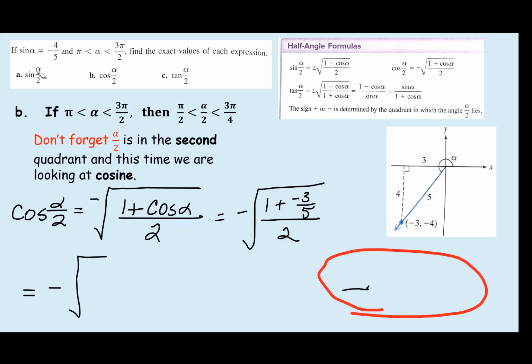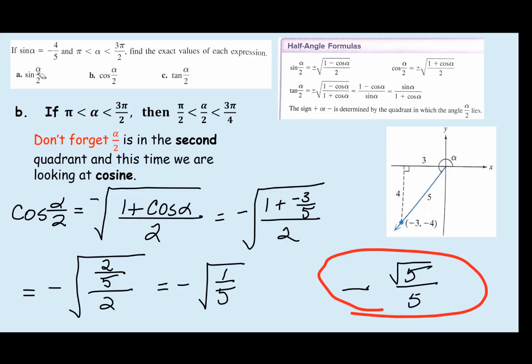And so we have negative square root of (5/5 minus 3/5, which is 2/5) over 2. And that's negative square root of 2/10, which is 1/5. And if we rationalize it, we get negative square root of 5 over 5.